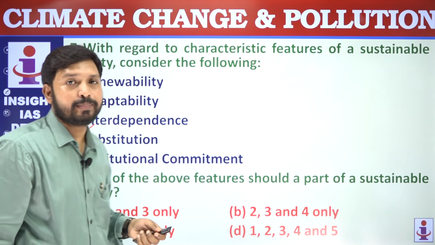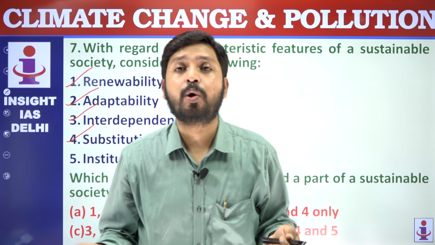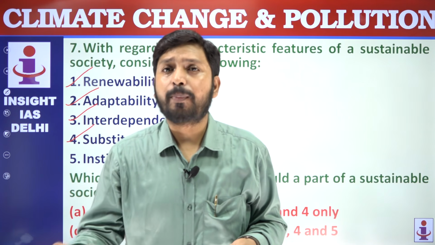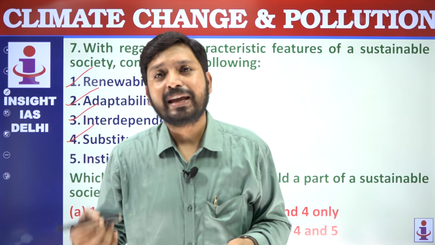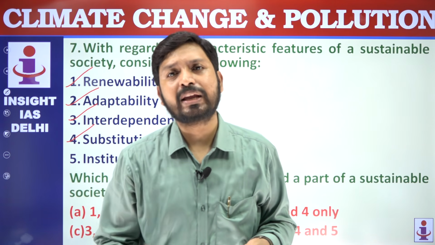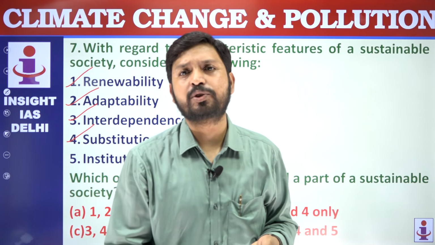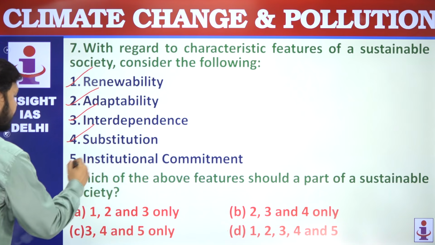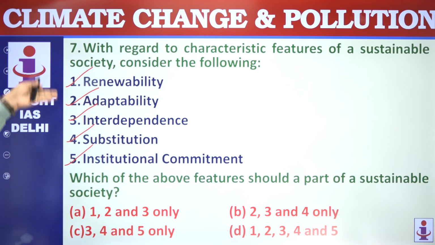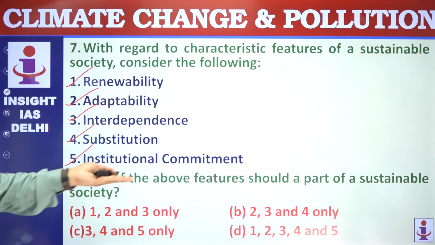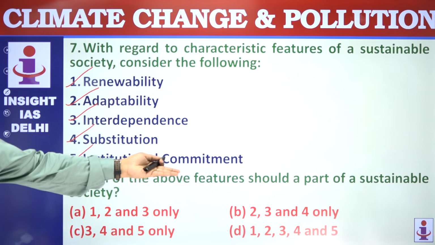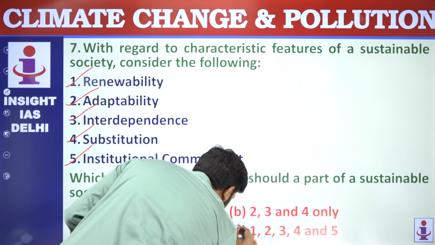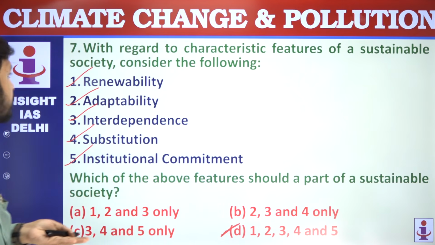And institutional commitment. For example, there should be coordination between different institutions, and also the policy should be in favor, and political will should be there. Legal framework should be there, constitutional framework should be there. All these things will help us in having a sustainable society. So this is a right statement. So all five are right. What they're asking is which features should be part of a sustainable society. So all five are parts, and all five are there in option D. So our option D will be the right answer. Let's go to the next one.